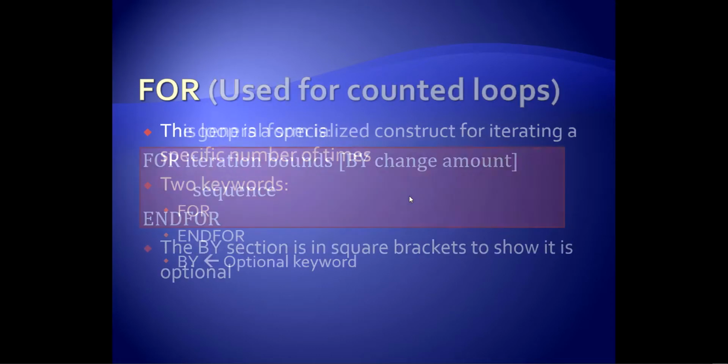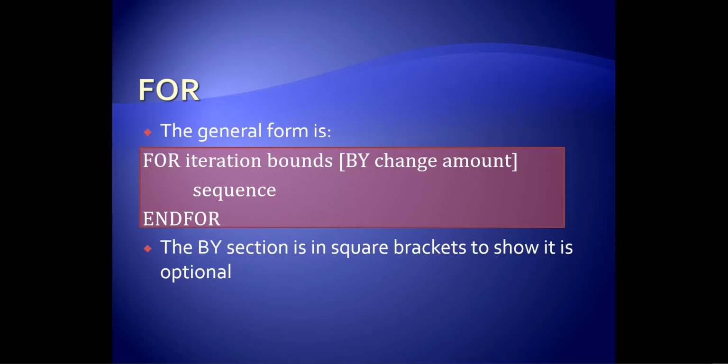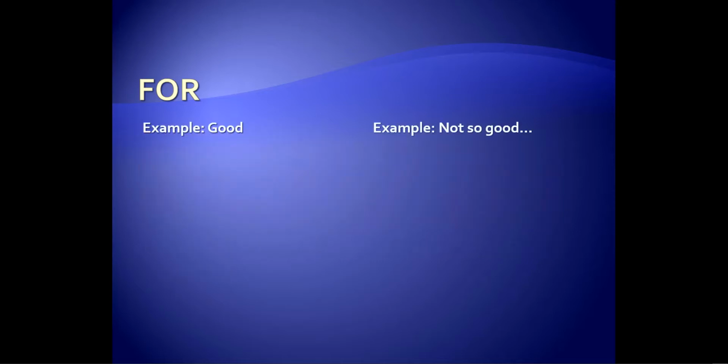So going on, let's give you some basic logic here. For iteration bounds, by some change amount, do a sequence. You're like, well, that's not very clear, Mr. Lane. It's not very clear. Basically, we're saying for some range of data, do a sequence of logic. Okay, let's take a look at this.